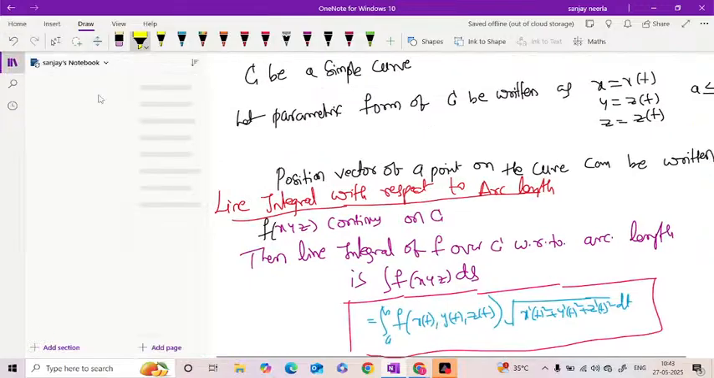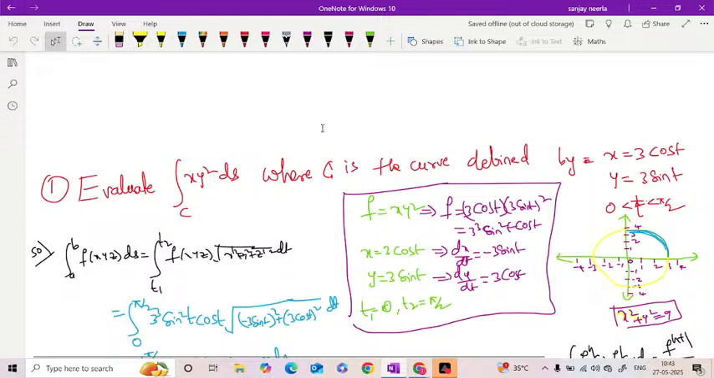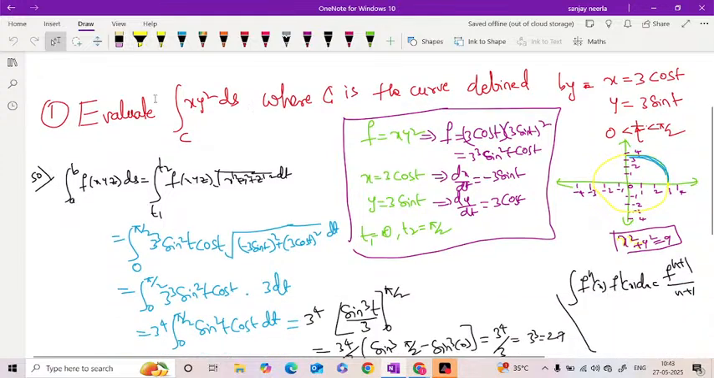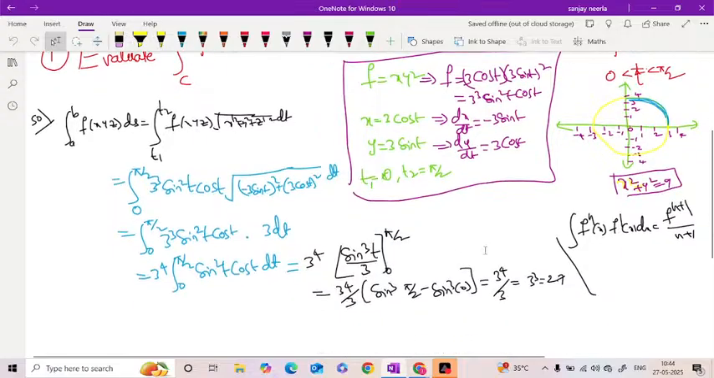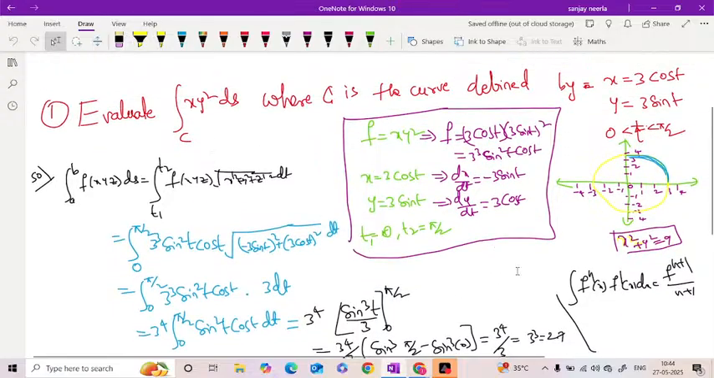I think we have seen a few problems in the previous class. Okay, this is the first problem from the previous class. Evaluate the line integral x y square ds, and the curve is given that x is equal to 3 cos t and y is equal to 3 sin t, and t in between 0 to pi by 2. Okay, so substitute x is equal to 3 cos t and y is equal to 3 sin t, and ds means under root of x dash whole square plus y dash whole square plus z dash whole square. After substituting everything and simplifying we will get the line integral as 27.